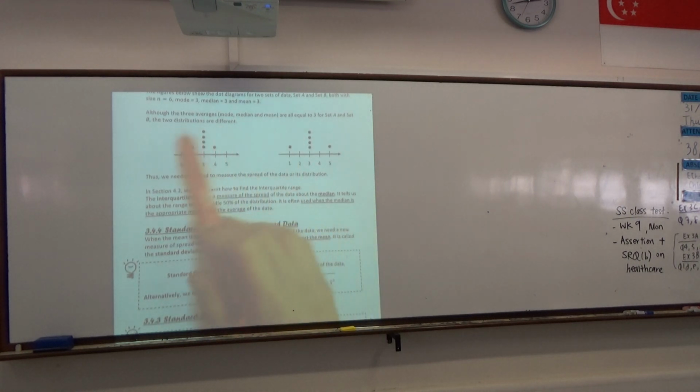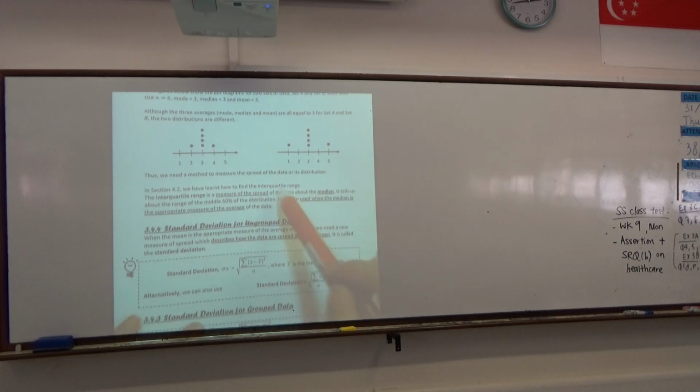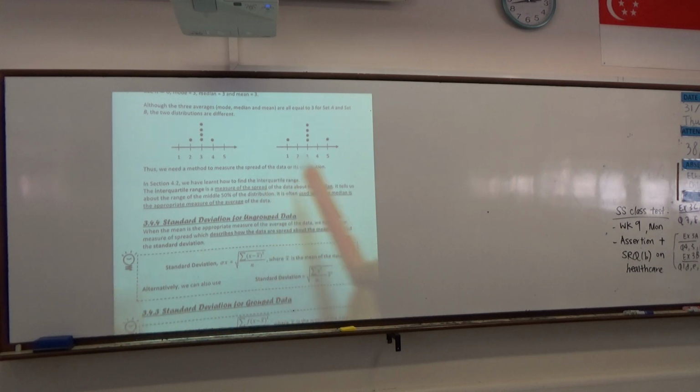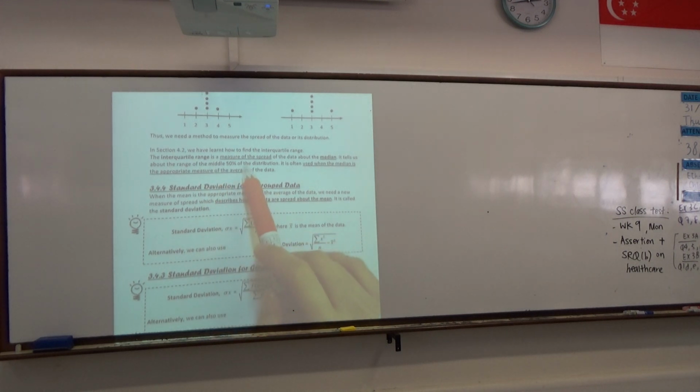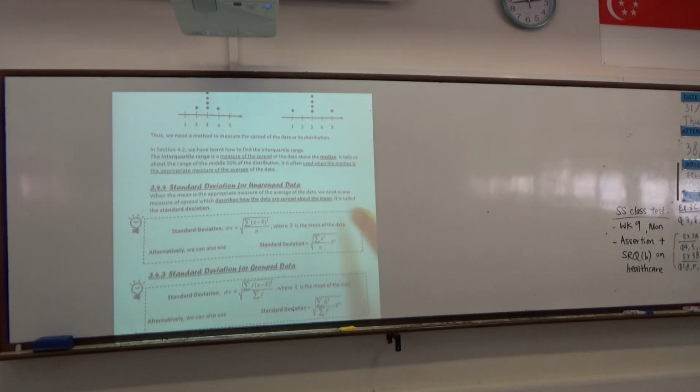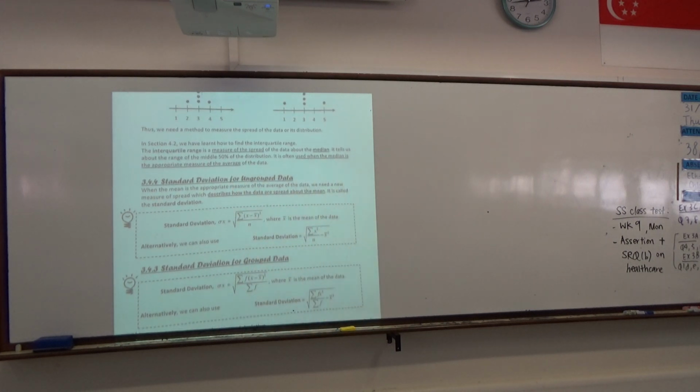That's why we cannot actually make use of mean, mode, and median, right, to actually be talking about the distribution. Okay, we need actually to make use of the spread, right, to actually better support the idea of the distribution. Okay, so interquartile range, as earlier mentioned, it is the measure of the spread of the data, which is about the median, whereas we use the median where it is the appropriate measure of the average. So sometimes we will use median instead of mean, because mean could be affected by extreme values. These are things that we have learned in Sec 2. Right, so if you have forgotten about these things, it is time for you to refer back to your Sec 2 notes.